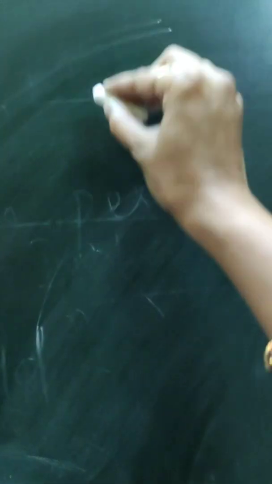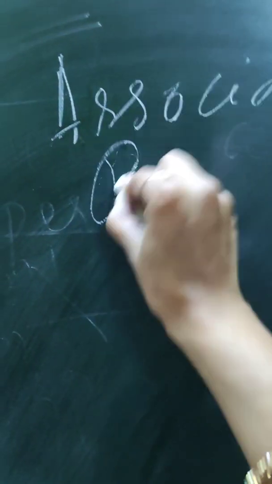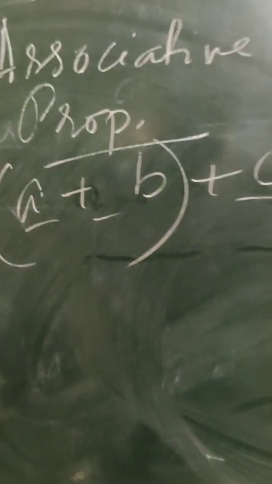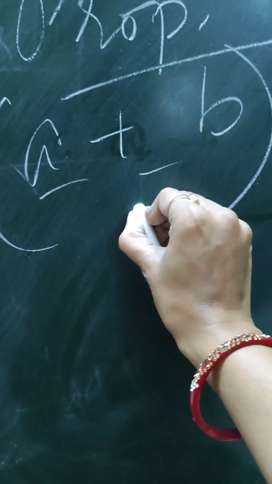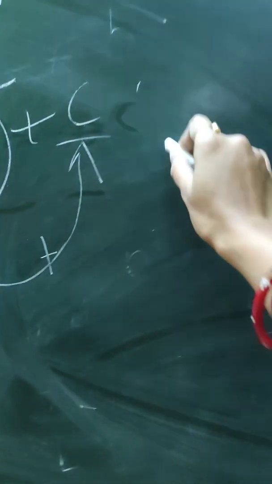Now next we move on to associative property. What does associative property mean? Associative property means, for example, I have taken 3 integers this time, a plus b plus c. You can see 3 integers have been taken. If I add the first 2, that is a plus b, and then to the sum of a plus b I add c, then suppose I get some result.